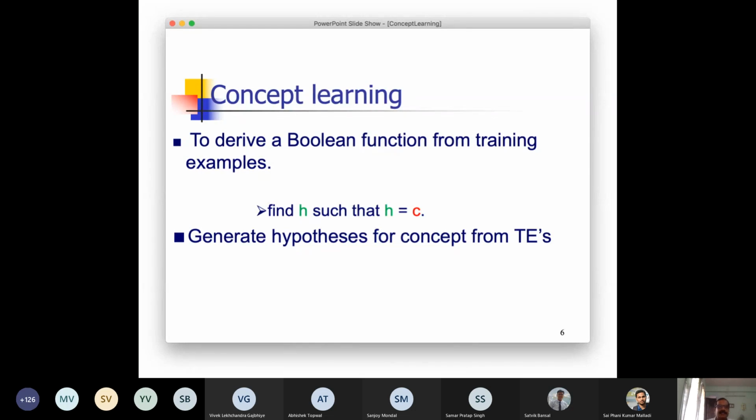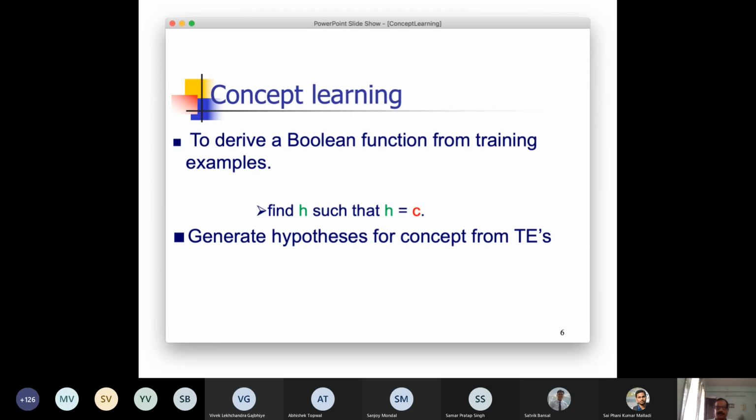Right. So this is a task where we have to derive a Boolean function from training examples, such that it satisfies at least the training data set, and then you can extend that application, extend those definitions, to the unseen data also. So when it comes, you just put those values in the function, evaluate, and get the value.